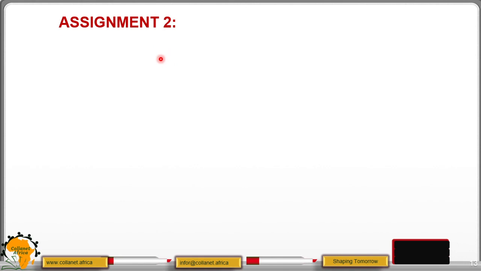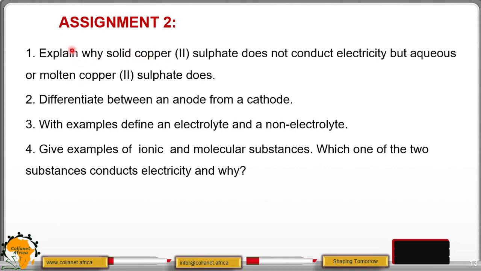Here is the assignment for you. The answers are provided in the notes section. Read carefully, answer, and mark for yourself.